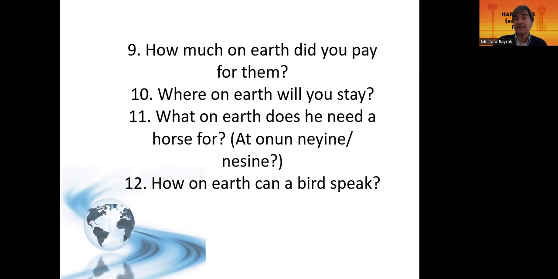What on earth does he need a horse for? He lives in a cosmopolitan city. He has a car. So what on earth does he need a horse for?